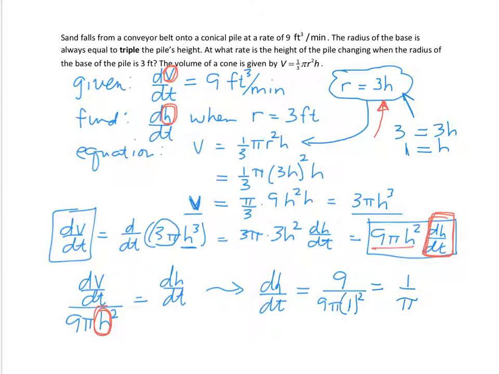The units, by the way, remember the units of volume are cubic feet. The units of length are feet. And this is dh/dt. h is measured in feet. It's a length. So the answer would be 1 over pi, and the units would be feet per minute.